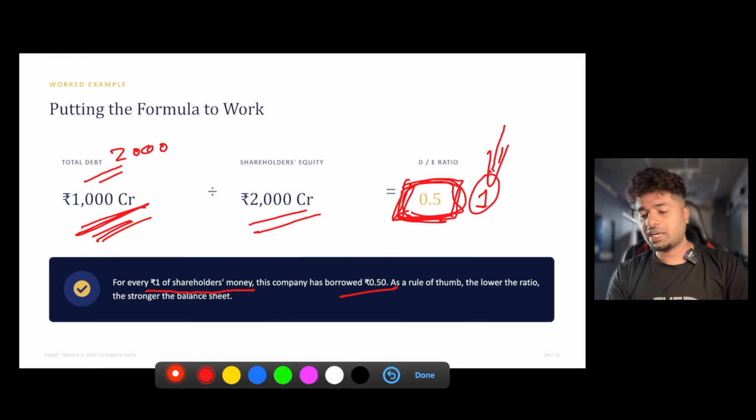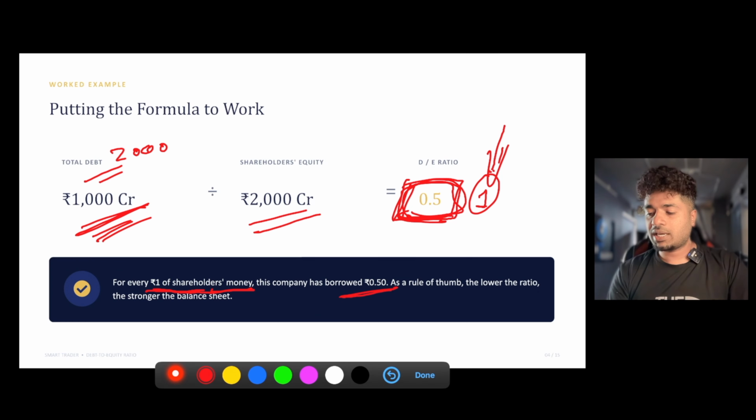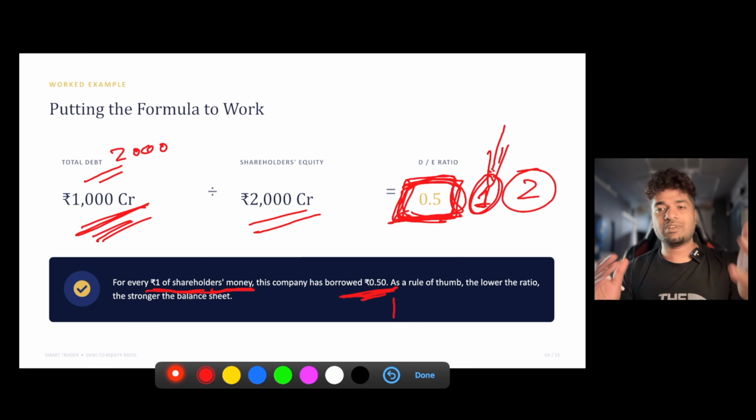So how do we read this? For example, let's say for every 1 rupee of shareholders' money they invested, the borrowed money is 50 paisa, half of it. That is the half ratio, 0.5. If the ratio was 1, for every 1 rupee of shareholders' money, 1 rupee was borrowed. If the ratio was 2, for every 1 rupee people have invested, 2 rupees is the money borrowed. So understanding the debt to equity ratio will give you a clear picture of how the company is doing.